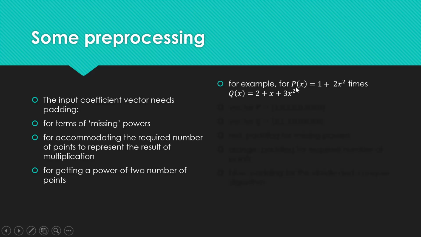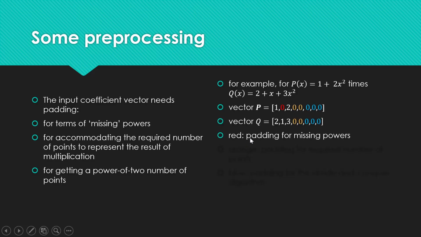So for example, P equals 1 plus 2x squared, times Q equals 2 plus x plus 3x squared. I think you can already imagine that there's a term here where you multiply 3x squared times 2x squared. That would result in 6x raised to the 4. So whatever the new polynomial is, it's going to have a degree of 4. That means you're going to need at least 5 points for vector P.